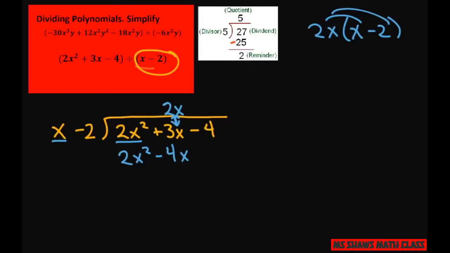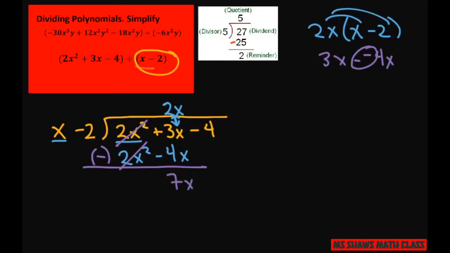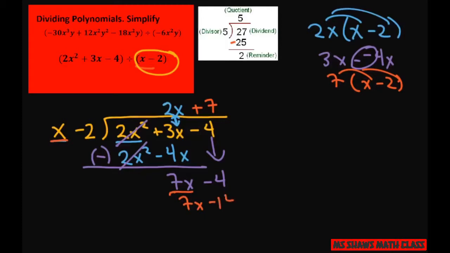And just like we do with normal division, we're going to subtract. When you subtract, we get rid of that first term, which was our goal. Now we have 3x minus a negative 4x. So that minus a negative means positive, so we get 7x there. Then bring down the negative 4. Then you ask yourself, what times x gives me this first term here? And that's going to be 7. And so we have 7 times x minus 2. That gives me 7x minus 14.